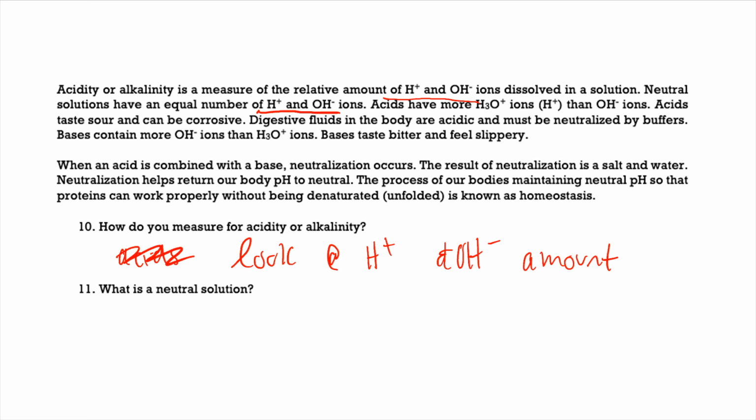Number 11, what is a neutral solution? Again, that is a pH of 7. And if we're looking in terms of ions, you have an equal amount of OH minus and H plus. Remember, H plus essentially is the same thing as H3O plus. And as the unit goes on, we're going to talk about this in more detail.